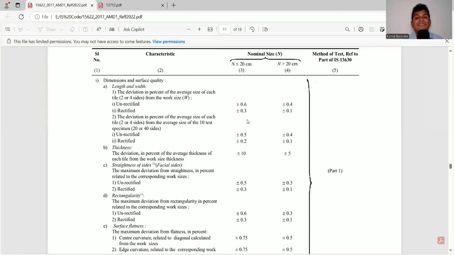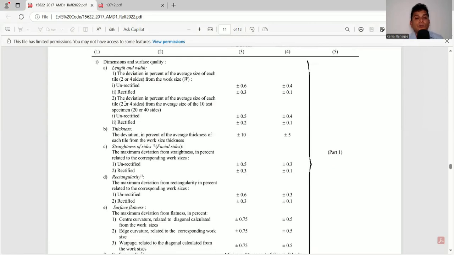Then second is the deviation in percentage of the average size of each tile, 2 or 4 sides, from the average size of the 10 test specimens. See, the first one is the single tile's 2 or 4 sides. Here we need to first take the average of the 10 specimens, then check against the individual tile's 2 or 4 sides. Unrectified is 0.5 and 0.4, and rectified 0.2 and 0.1.